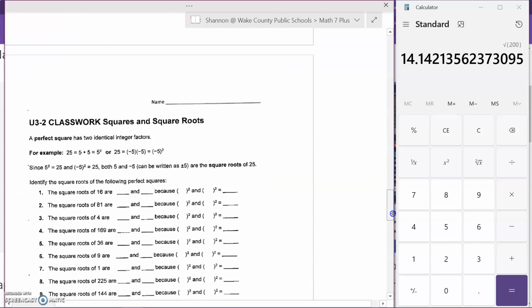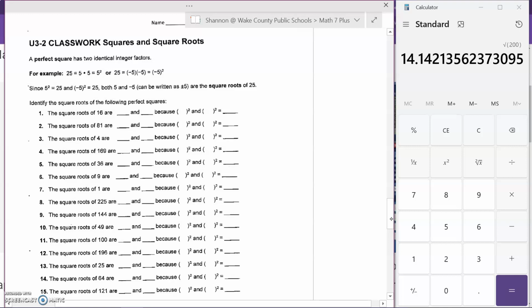All right, last page. So we've talked about perfect squares. We take the square root, we get a whole number, and they gave us 25 as an example. You can read through the example. Let's do some perfect squares of 16. Those are 4 and negative 4, because 4 squared and negative 4 squared equals 16. 81 is 9 and negative 9, because 9 squared and negative 9 squared are 81.